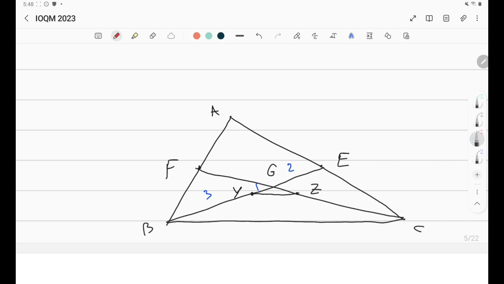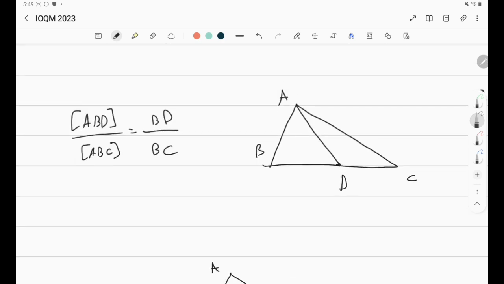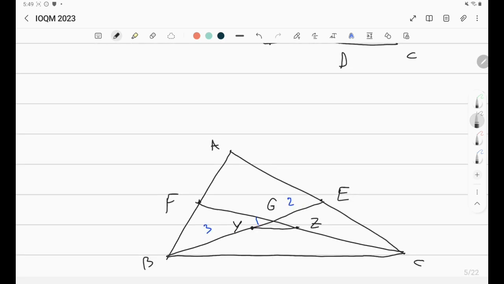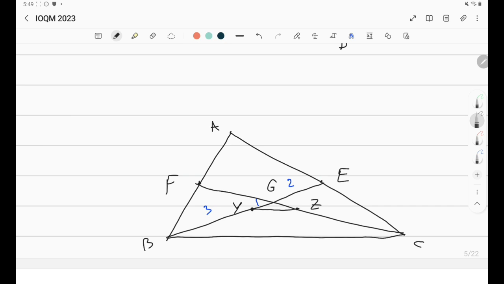Okay, now our game starts. We want to find the area of GYZ. So we want for sure to delete the bad points. What are the bad points? They are Y and Z. So first of all, let's delete point Z. To delete point Z, you want to apply this theorem such that point Z is the point D here. So probably you're gonna do this.